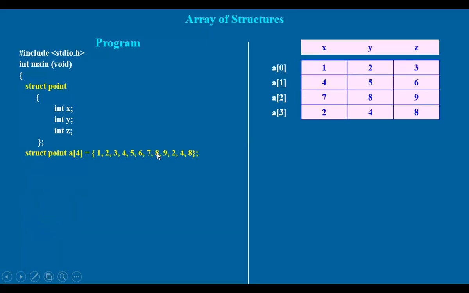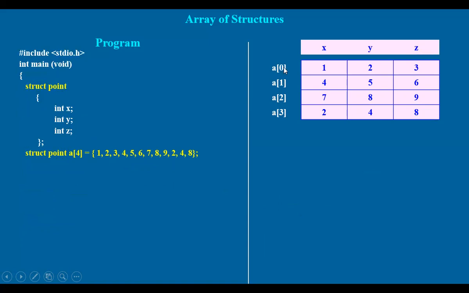Now we are talking about arrays. Here the array is named A4. It has 4 variables. All 4 are of a structure named point, and the array has 4 elements, all structures named point. Now it has 4 into 3, 12. All the 12 elements are given here.